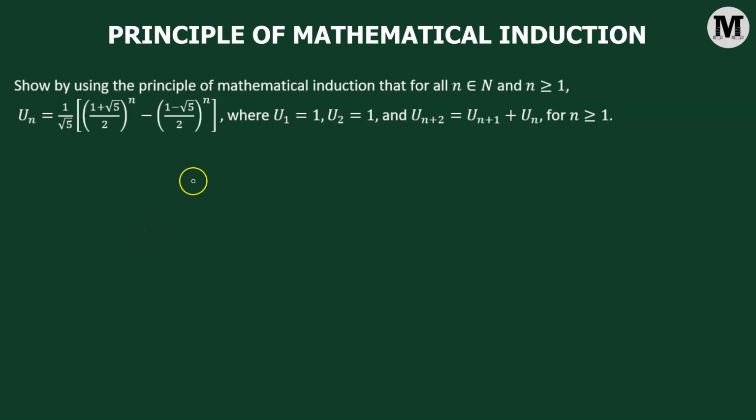Show by using the principle of mathematical induction that for all n belonging to the set of natural numbers, for n greater than or equal to 1, u of n equals 1 over square root of 5 multiplied by this particular expression. It's given here that u1 equals 1, u2 equals 1, and u of n plus 2 is given by the relation u of n plus 1 plus u n, for n greater than or equal to 1.